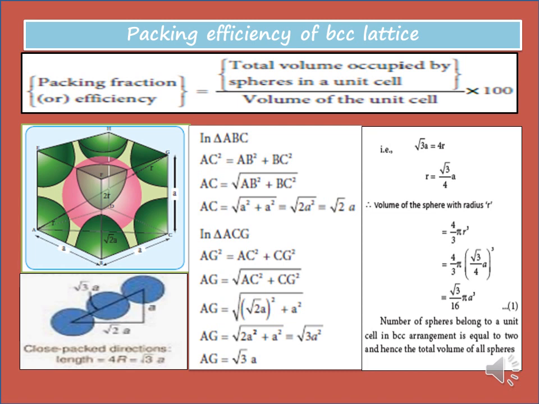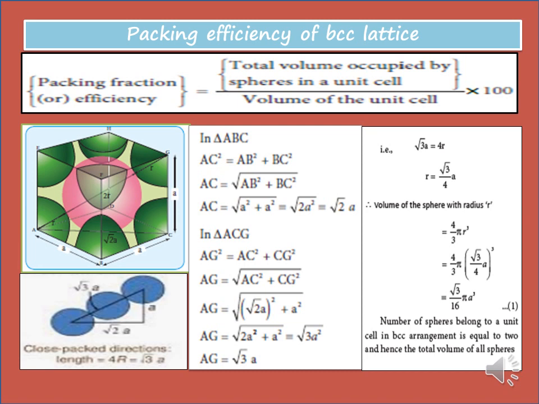Now we are going to see the packing efficiency of the BCC lattice. We know that packing efficiency is nothing but the total volume occupied by spheres in a unit cell by the volume of the unit cell into 100. Here is the body centered cubic lattice. You can see the atoms present at the corners as well as a pink ball at the body center. In this case, you can see two triangles. This triangle comprises the face diagonal and the inner triangle comprises the body diagonal, connecting all the spheres.